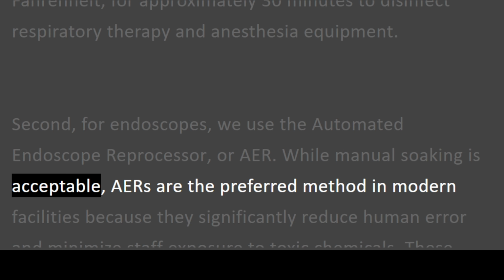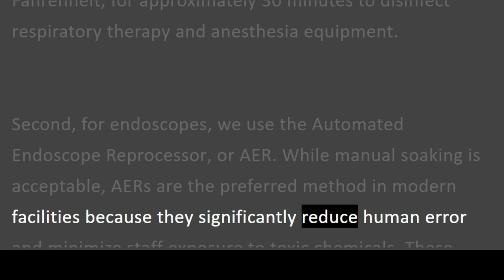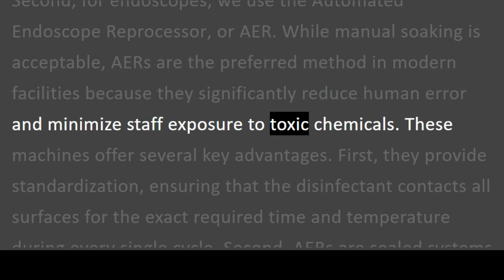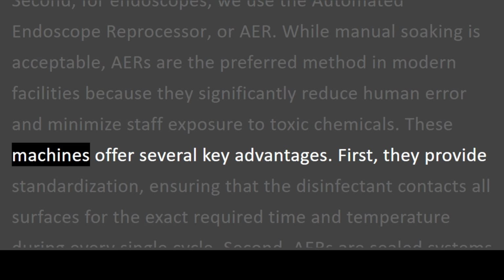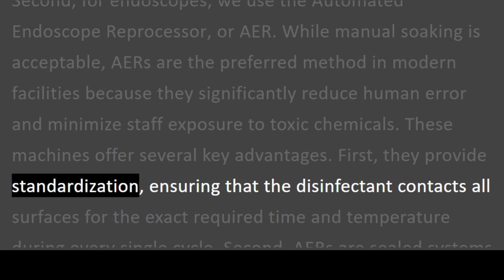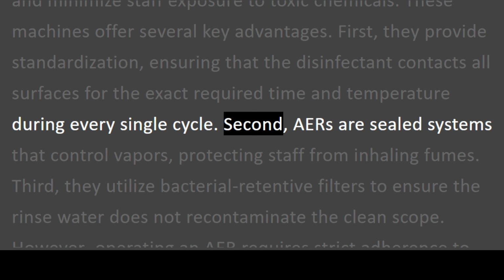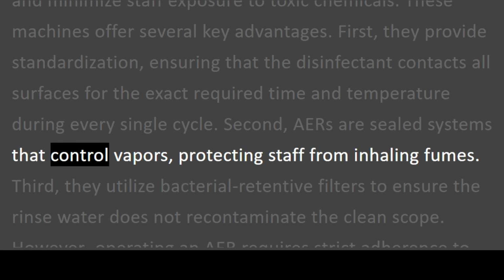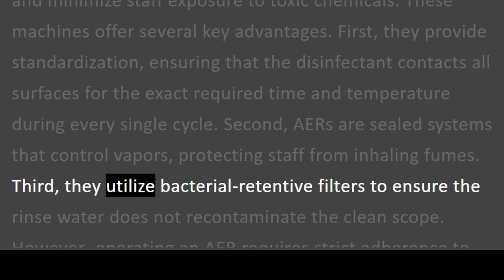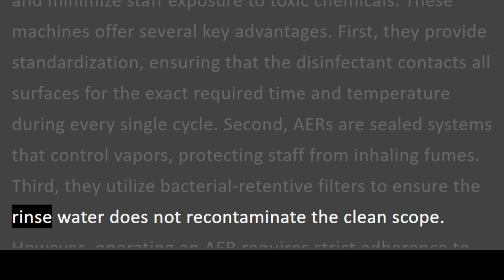While manual soaking is acceptable, AERs are the preferred method in modern facilities because they significantly reduce human error and minimize staff exposure to toxic chemicals. These machines offer several key advantages. First, they provide standardization, ensuring that the disinfectant contacts all surfaces for the exact required time and temperature during every single cycle. Second, AERs are sealed systems that control vapors, protecting staff from inhaling fumes. Third, they utilize bacterial retentive filters to ensure the rinse water does not recontaminate the clean scope.